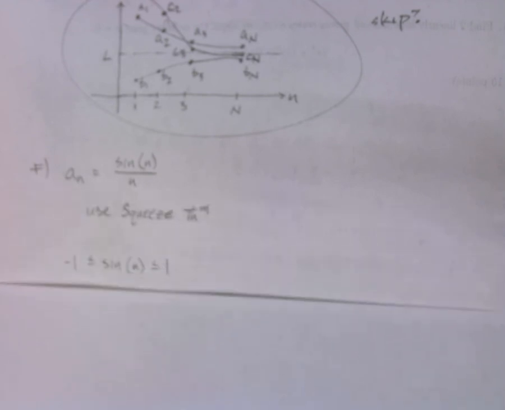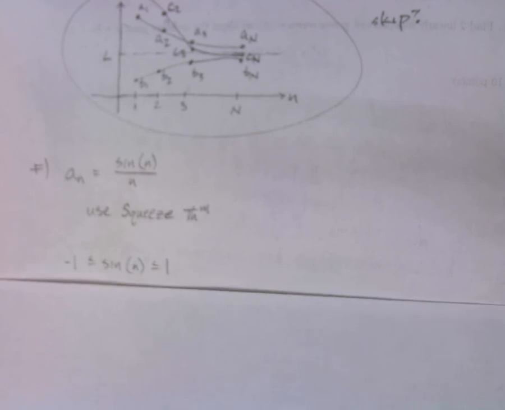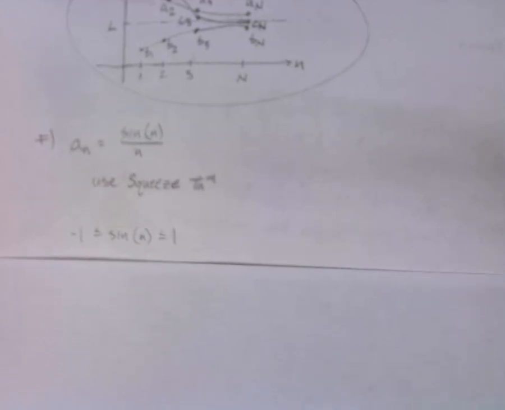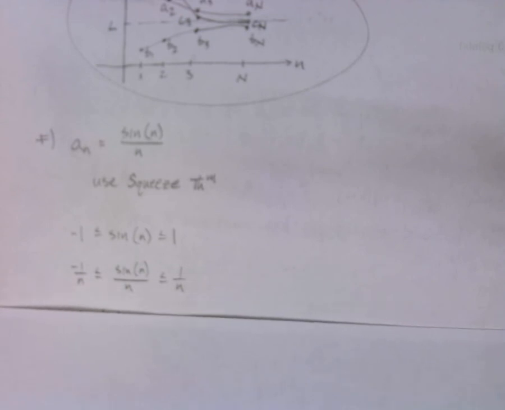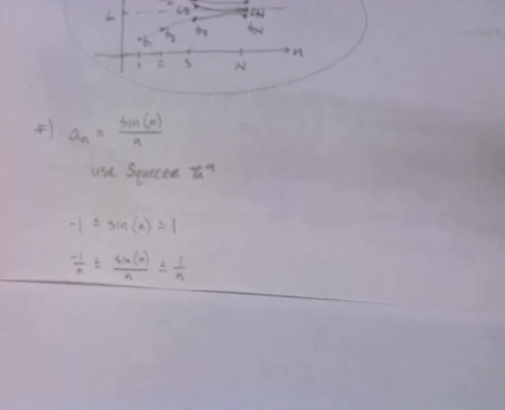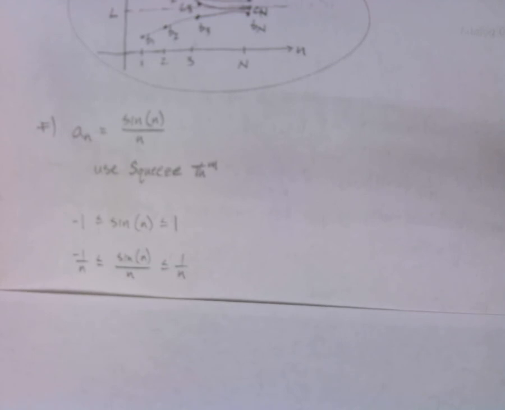So we know to use the squeeze theorem, or at least I'll tell you that. We begin by saying, hey, I know that the sine of n, whatever the value of n, is always somewhere between -1 and +1. And I'm going to use that fact to create my sequence. If I divide all three of them by n, then I can say that sine of n divided by n is caught between -1 over n and +1 over n.